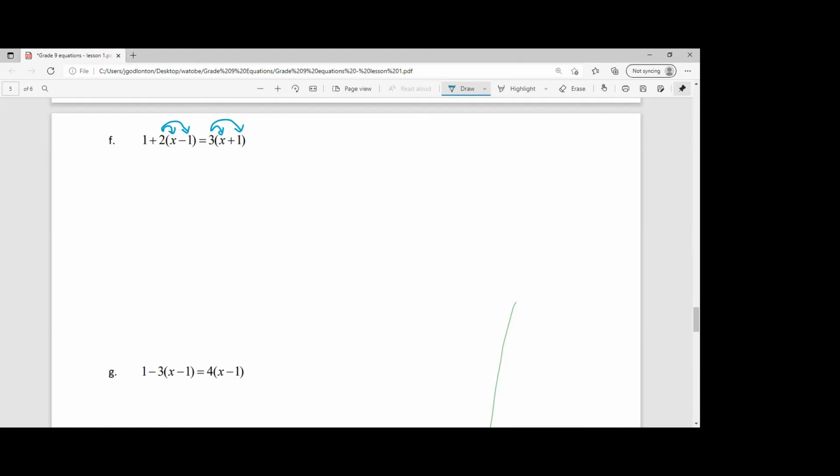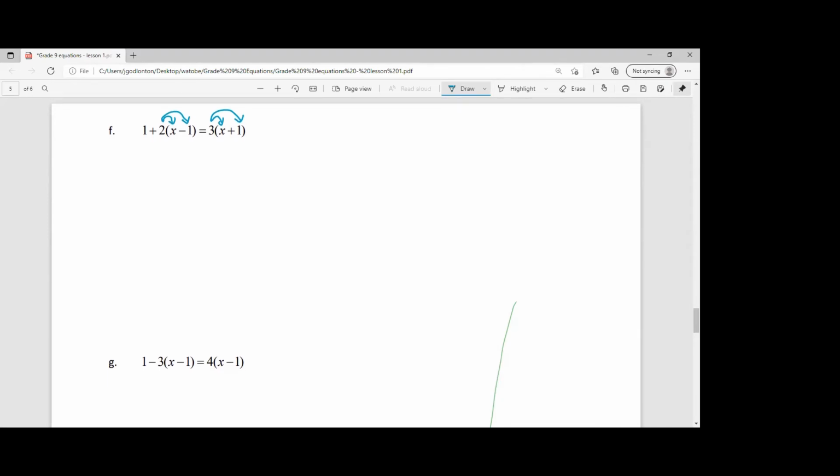All right, guys, I'm actually going to work through F with you, and I'm going to let a volunteer do G for us. So I'm just going to start talking through F. First thing I want to do is take this 2 into this bracket. So I'm going to have 1 plus 2 times x, which is 2x, and then 2 times -1, which is -2. And I'm now going to multiply my 3 into the bracket. So I'm going to have 3x plus 3.